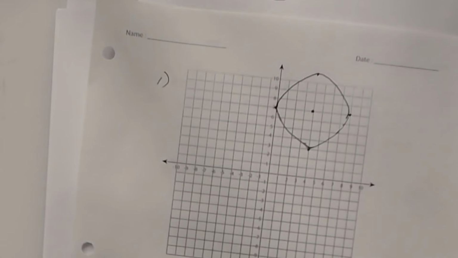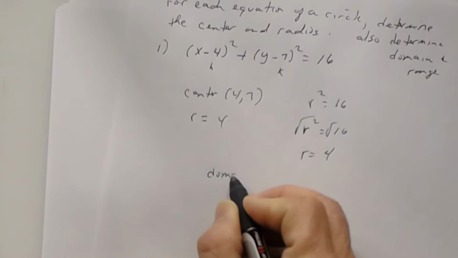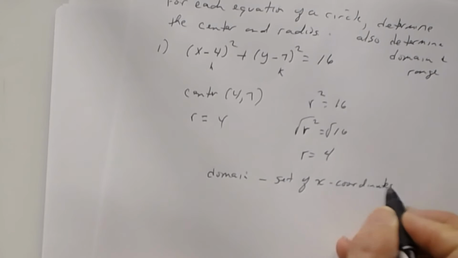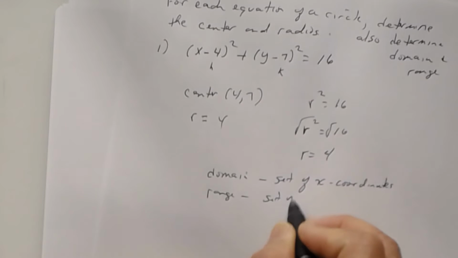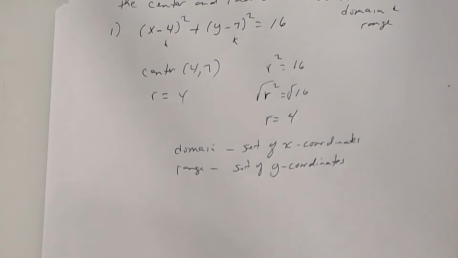So last semester, you had that idea of domain and range. Now, when you do the domain and range, guys, just use interval notation. Okay, listen carefully to what I'm doing. You remember the domain is a set of which coordinates? X coordinates. The range is a set of Y coordinates. Domain is a set of X coordinates, and the range is a set of Y coordinates.